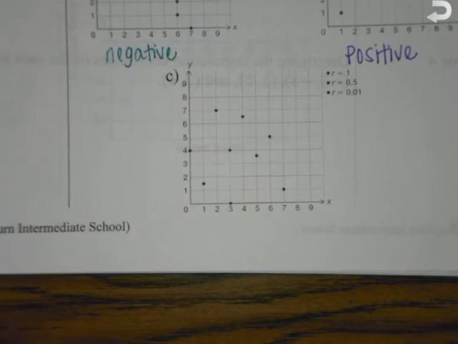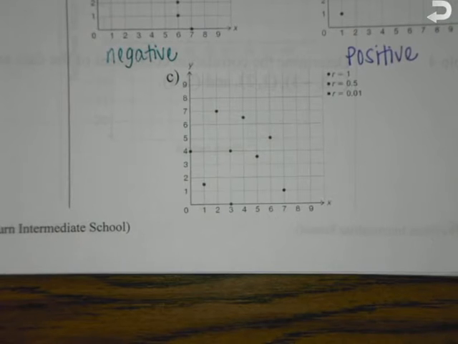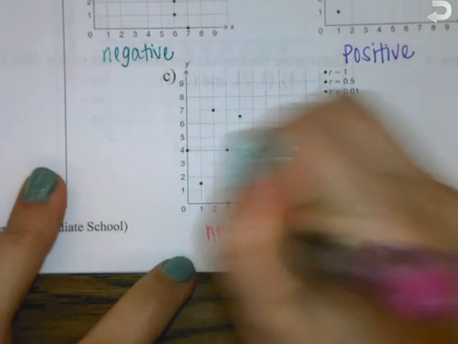Last one. First of all, tell me if it's positive correlation, negative correlation, or no correlation, and then which correlation coefficient would be the best representation. All right, how many groups voted for a negative correlation? How many groups voted for a positive correlation? How many voted for no correlation? Okay, good. So I'm going to write none.